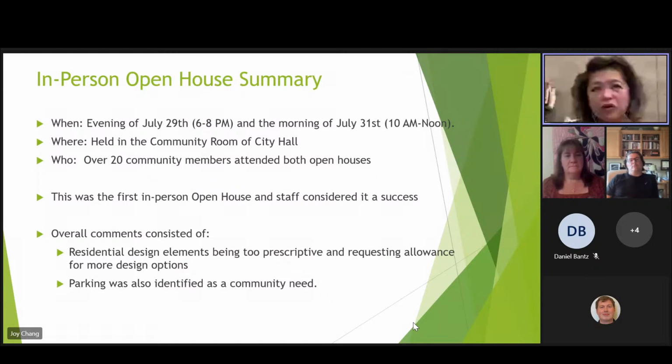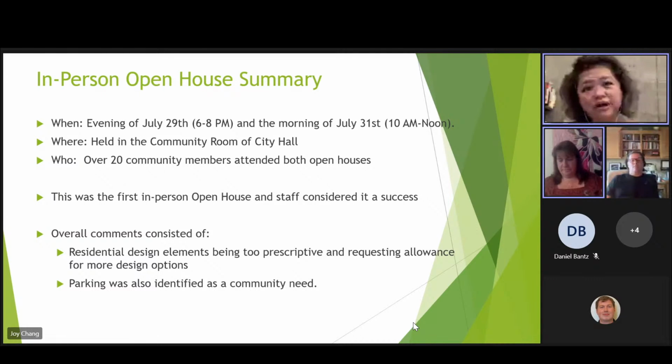Overall comments were that the residential design elements were too prescriptive, and people wanted more allowance within design options. And as Jean mentioned, parking was also identified several times as a community need.